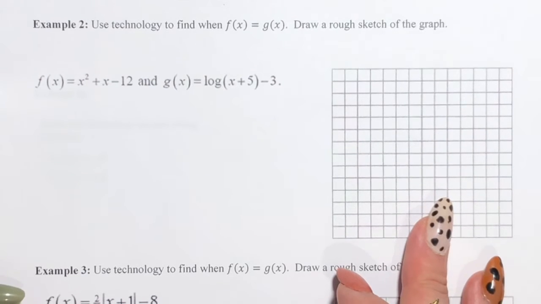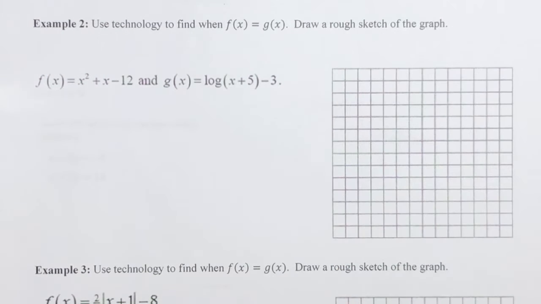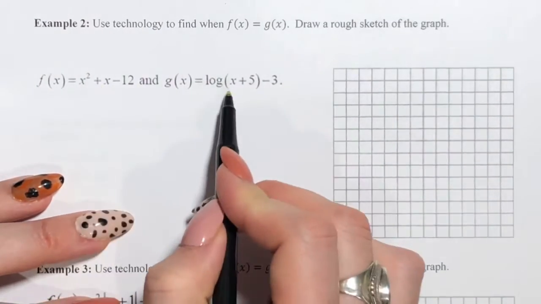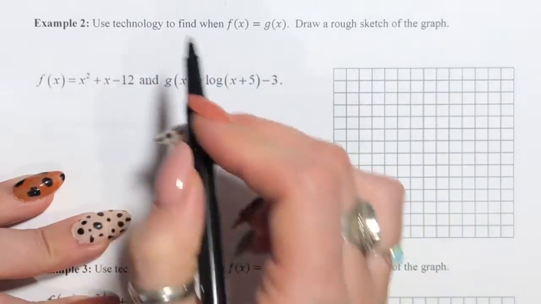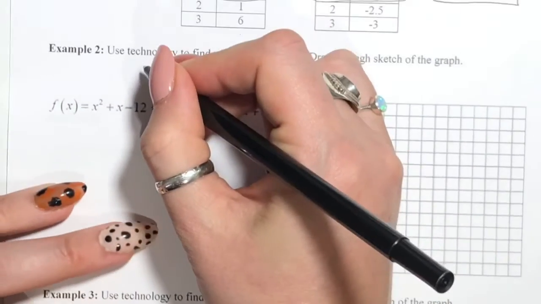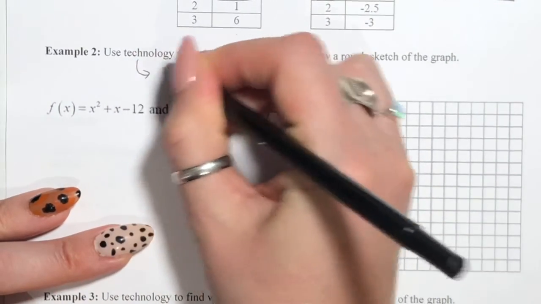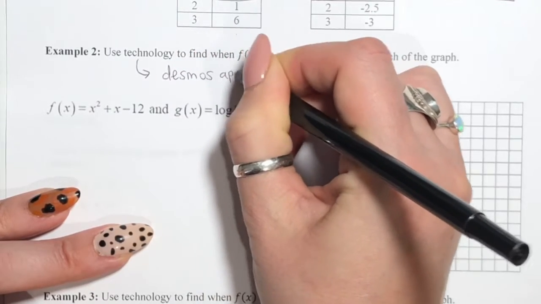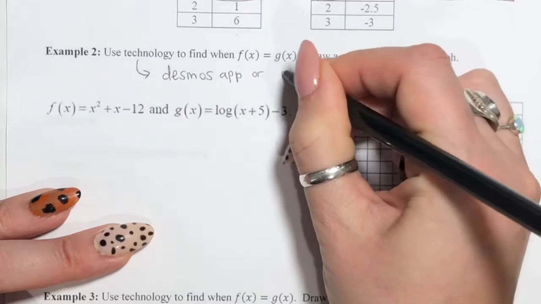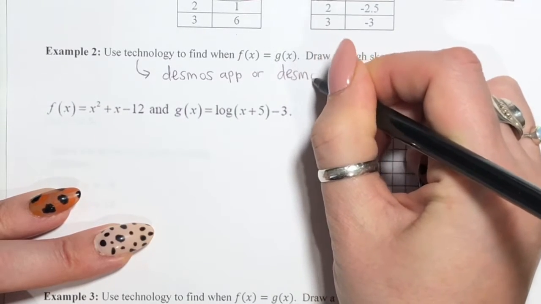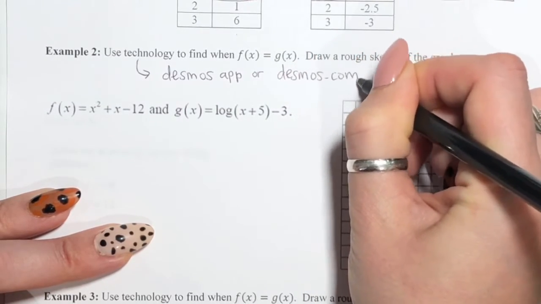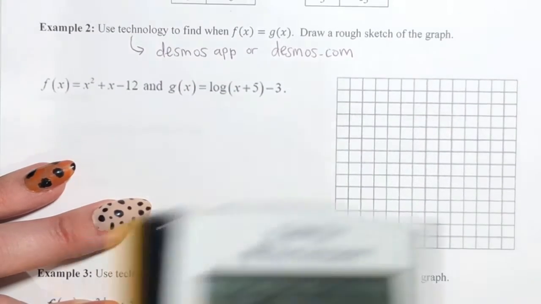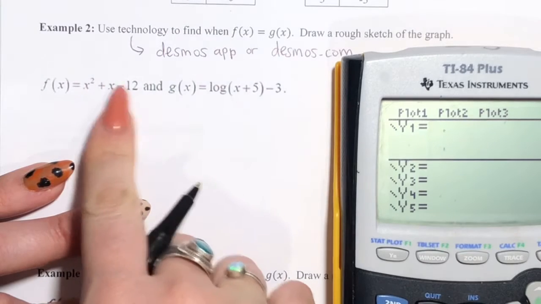And then sometimes we ask to graph. So using technology or your calculator, you are going to put in the equations. If you don't have a graphing calculator for your technology, you can use Desmos, the app, or you can go to desmos.com and graph from there. But I'm going to grab my graphing calculator and we're going to type in both of these equations.